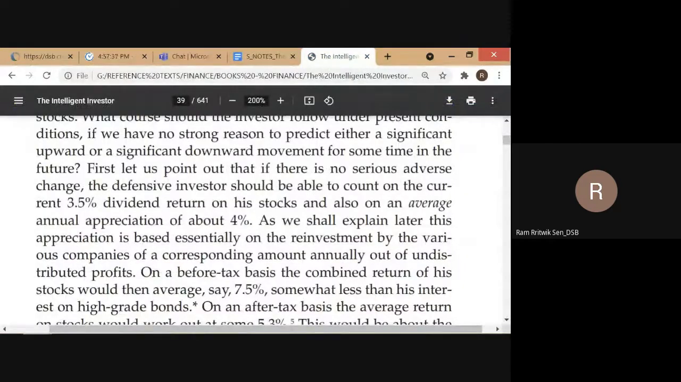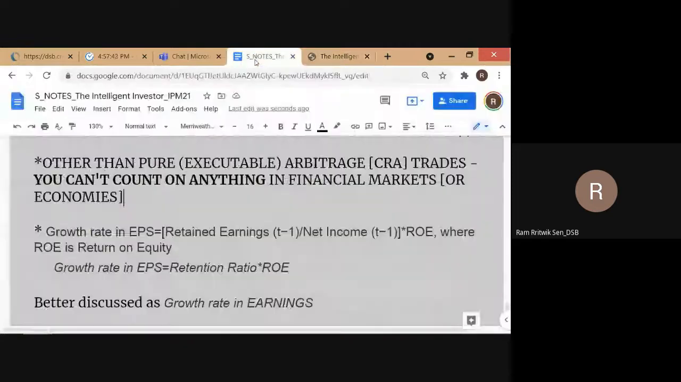Okay, and also an average annual appreciation of 4%. So what he's talking about here, average annual appreciation of 4%, is basically the.